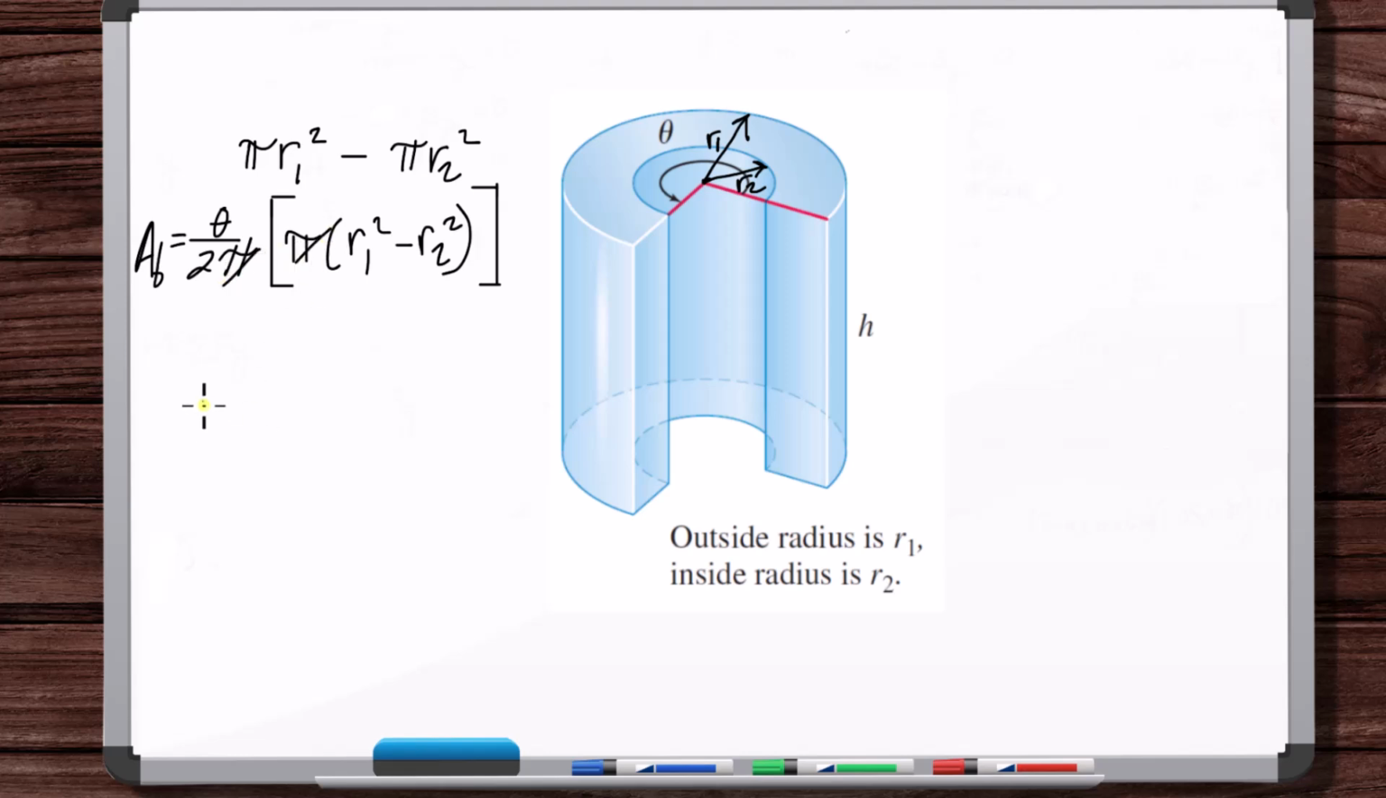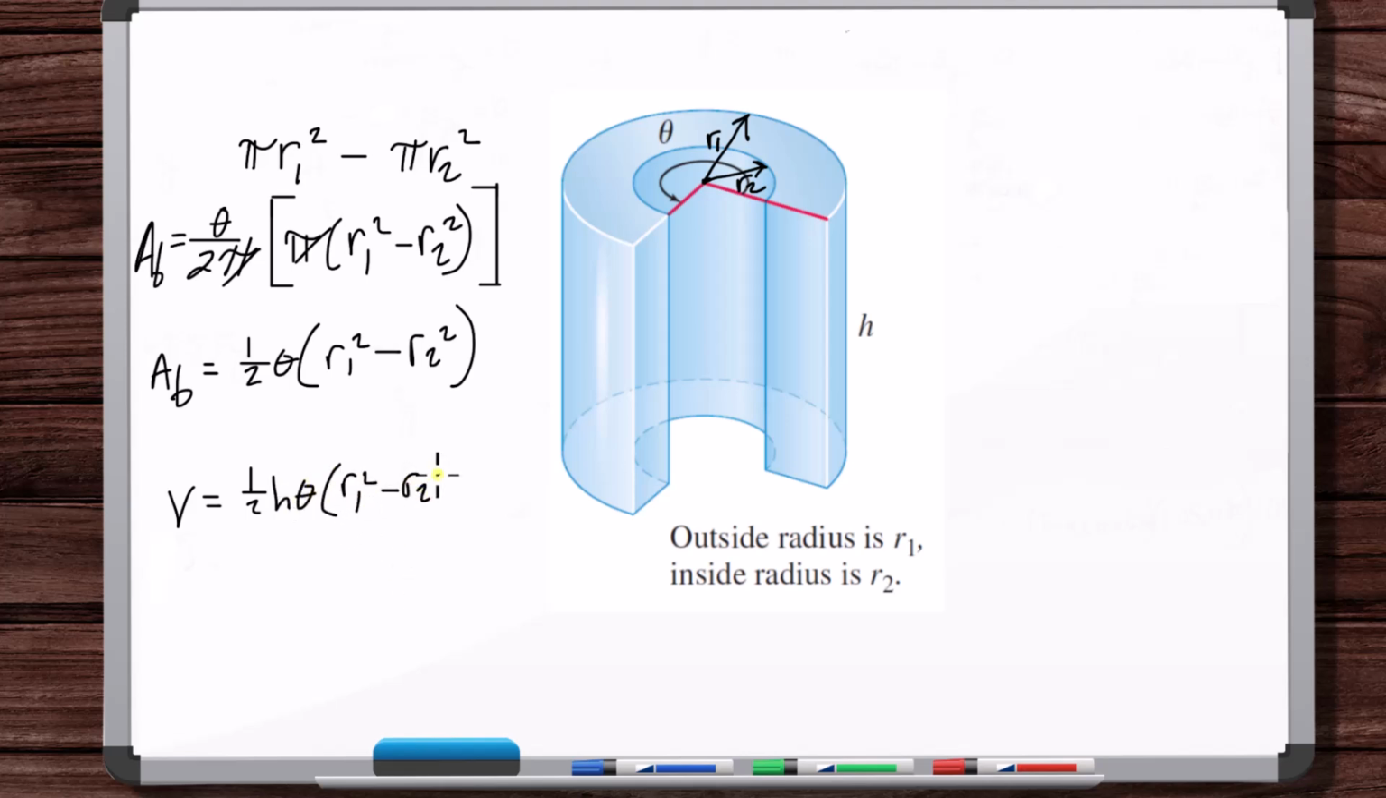So the pi's cancel, and we're left with 1/2 theta times r1 squared minus r2 squared. There's the area of the base, just multiplied by the height. And there you go. And this theta is in radians.